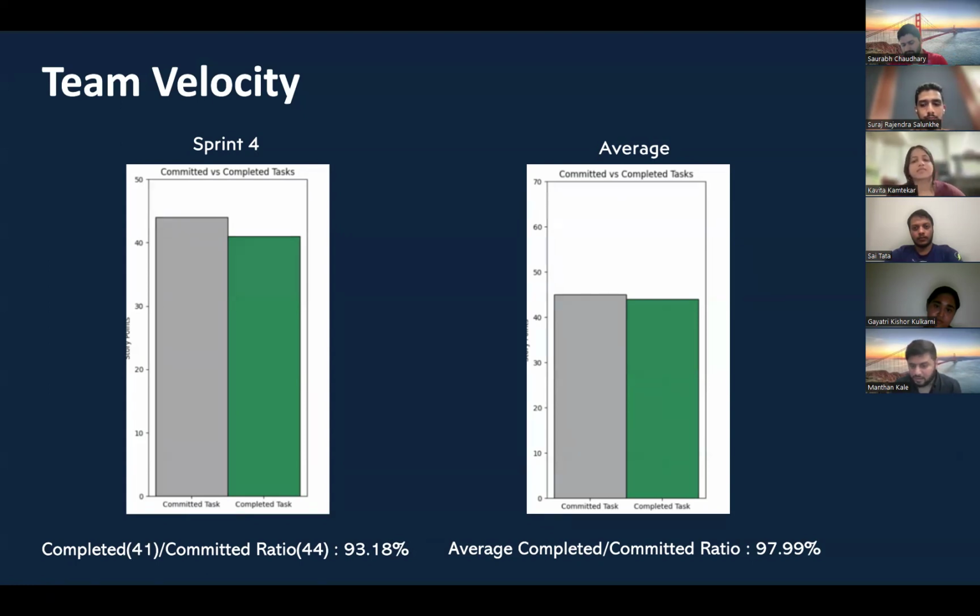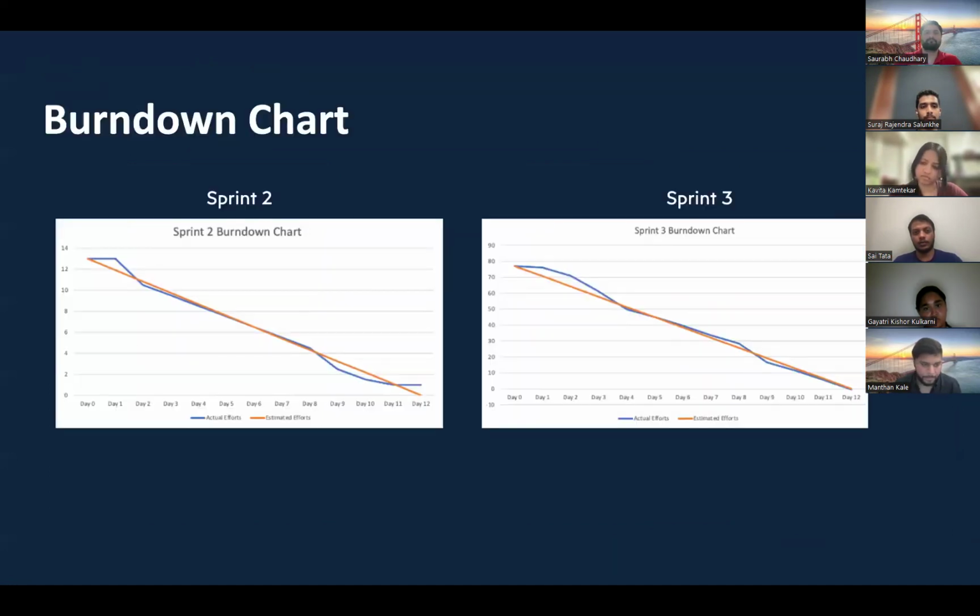Then we can discuss what the average team velocity was. We had about 97.99% average completion rate, which is pretty close to 100. So we almost completed the work that was assigned in all of the sprints. Moving on to the next slide.